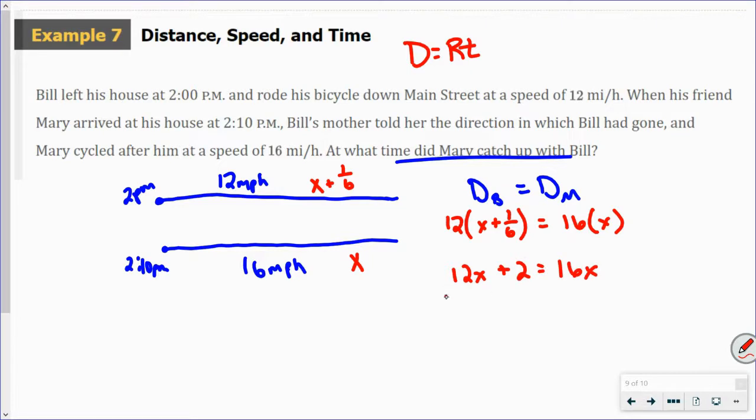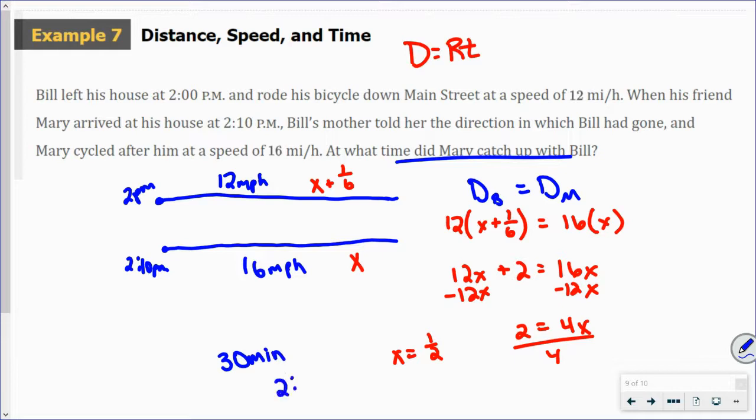16x. If I subtract 12x, I get 2 equals 4x. Divide by 4, x equals a half. And remember, x was in hours, so a half hour, so 30 minutes. So they catch up in 30 minutes, which is 2:40 p.m.